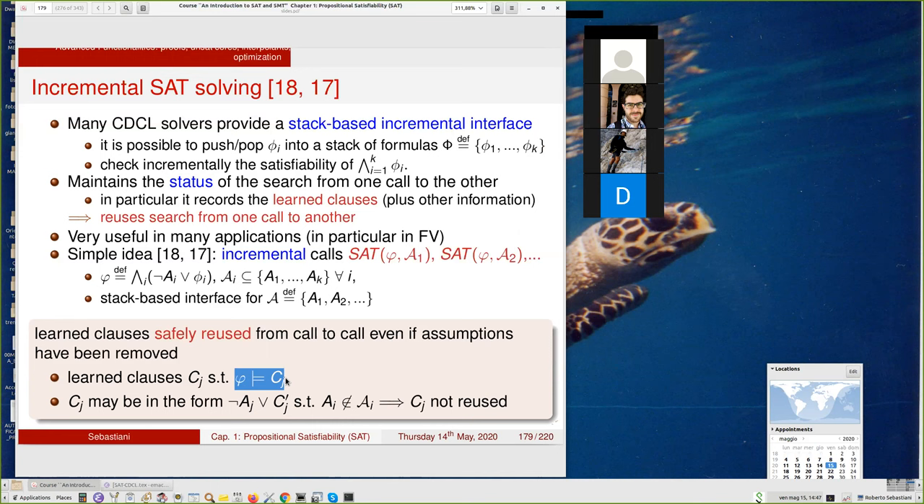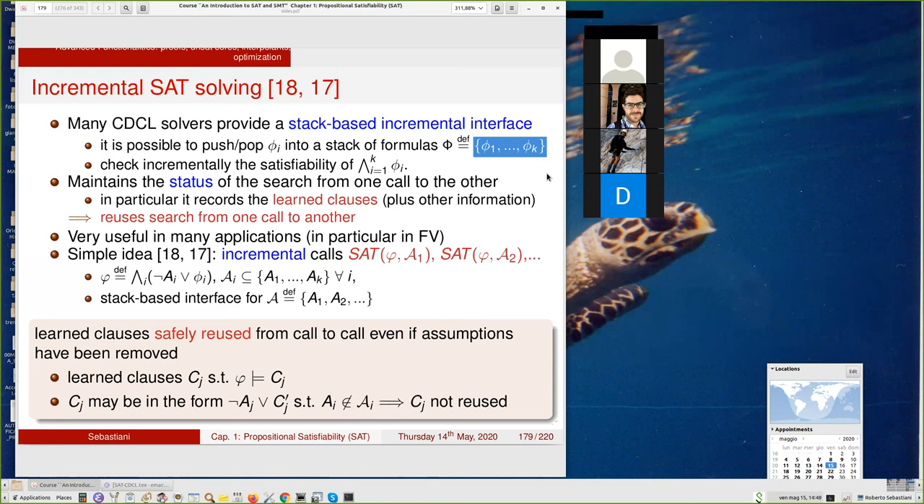The point is that since you may have hundreds of thousands of learned clauses, you may want to reuse them as much as possible, right? Because it took you a big effort to learn them, and you don't want to redo this effort. The point is that some of those clauses can be kept and some others cannot. When you just push one formula, you can reuse all the previous learned clauses, right? Why? Because all the learned clauses are derived from Φ1 to Φk, so they are also derived from Φ1 to Φk plus something else. Okay, so far?